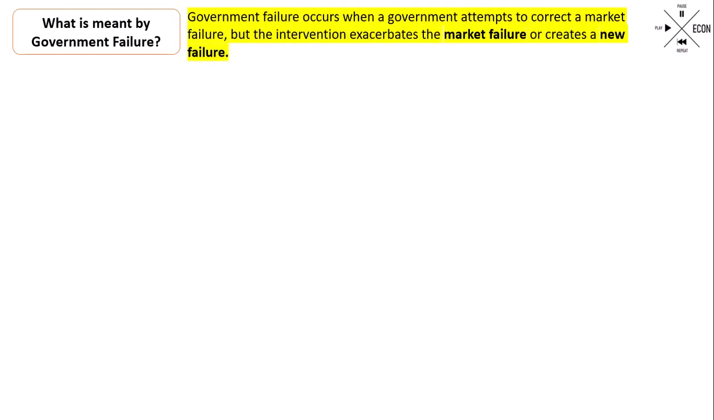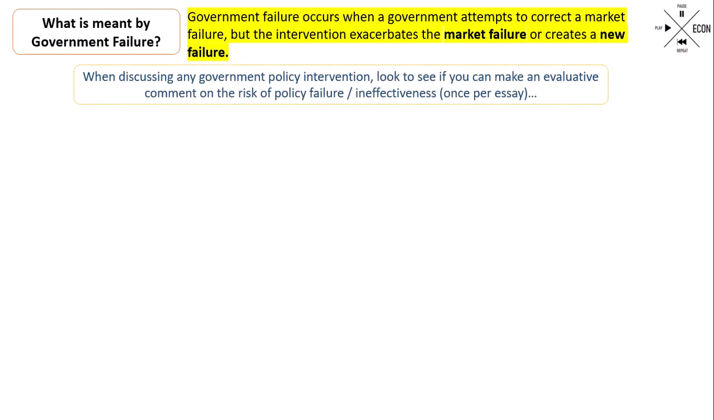So there's your first question to get you going. Okay, hopefully you've got government failure occurs whenever government's attempts to correct market failure, but the intervention makes the situation worse or creates a completely new failure.